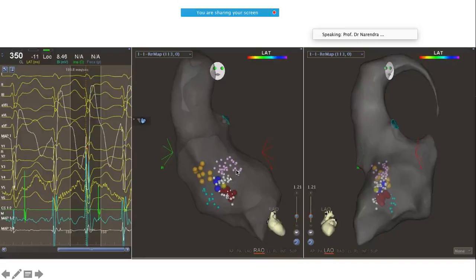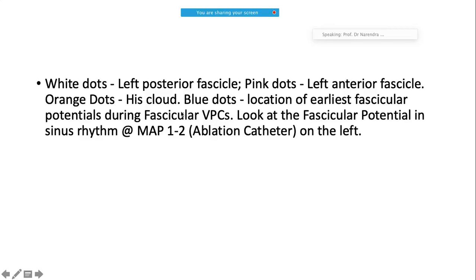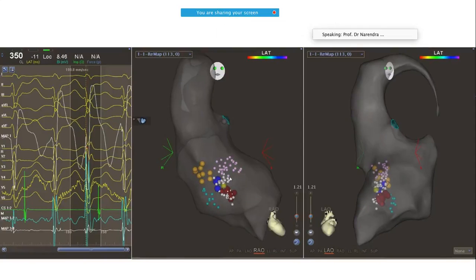As I had said, this is the anterior fascicle, and this is the area for the left bundle. And these dots refer to the posterior fascicle, in fact. The blue dots are the ones where pre-Purkinje potential was seen, and the red ones where Purkinje potentials were seen. The red dots are for the ablation point, actually. As I already said, if you look carefully in this diagram, white dots are for the left posterior fascicle, pink dots for the left anterior fascicle, orange dots for the His bundle, and blue dots for the location of the earliest fascicular potential during the fascicular VPCs.